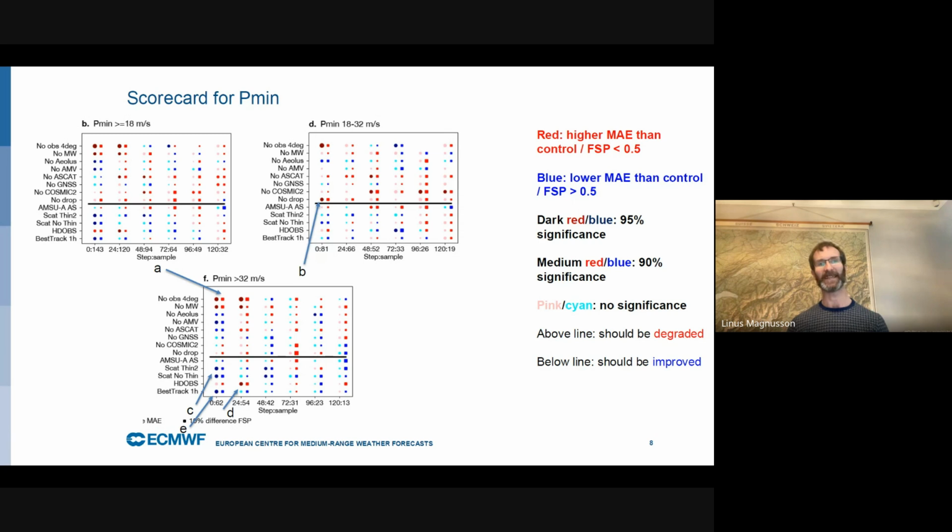Then we see with arrow C that reducing the thinning of the scatterometer data leads to better intensity analysis. And also, if we look at arrow E, including the assimilation of best track helps for intensity, while using the HDOBs seems to be a bit more problematic for the intensity.